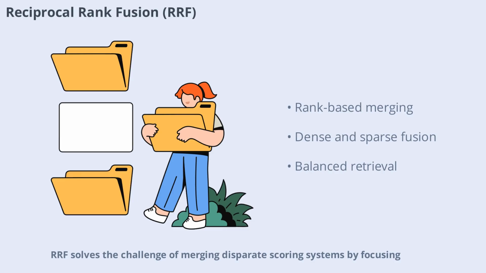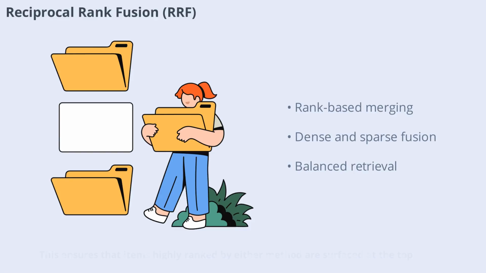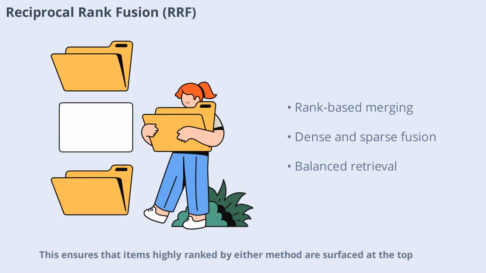RRF solves the challenge of merging disparate scoring systems by focusing on the positional rank of each item across both result lists. Instead of relying on raw scores, RRF calculates a combined score based on how highly each document ranks in the dense and sparse lists. This ensures that items highly ranked by either method are surfaced at the top, providing a balanced and effective retrieval strategy.